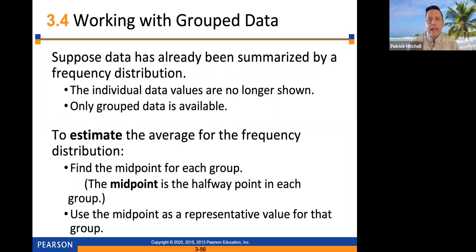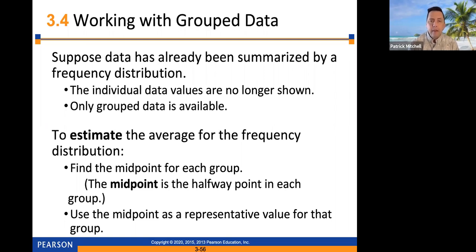So suppose your data has already been summarized by a frequency distribution, and I mean a frequency distribution with classes. In that case, the individual data values would no longer be shown. You would only be able to see the classes. So in the example we're going to be looking at, the classes are 1 to 5, 5 to 9, 9 to 13, like that. So you only have the group data available.